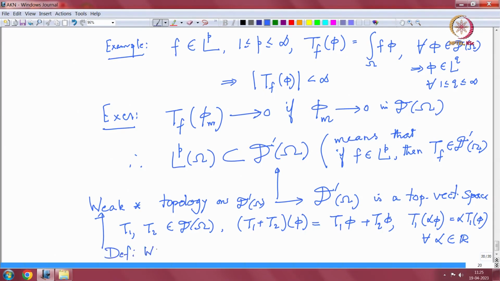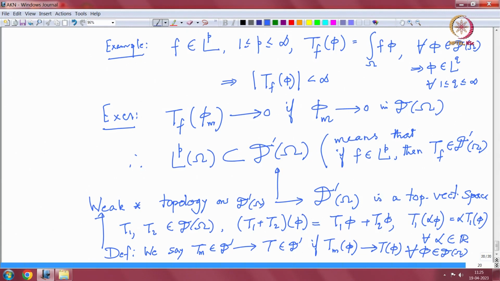we say a sequence T_m in D prime converges to T in D prime if T_m of phi converges to T of phi for all phi in D of omega. So, it is a weak star topology, the topology coming from your pre-dual space. That is how you define it on a dual space.